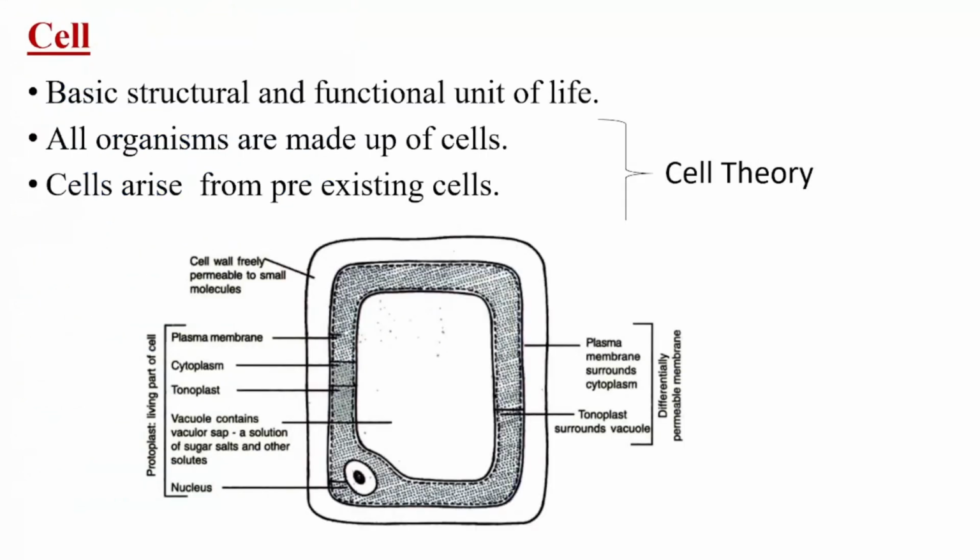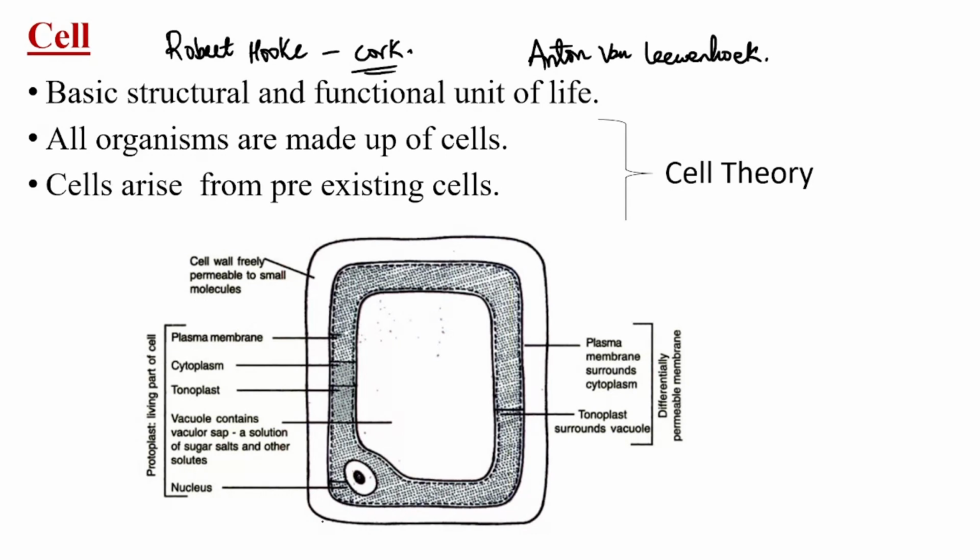Cell. Who first discovered the cell? It was first discovered by Robert Hooke. He discovered dead cells in cork. And later another scientist, Anton van Leeuwenhoek, discovered living cells. After the discovery of cells, the cell theory was put forward by Schleiden and Schwann, a botanist and a zoologist, who said that the cell is the basic structural and functional unit of life.